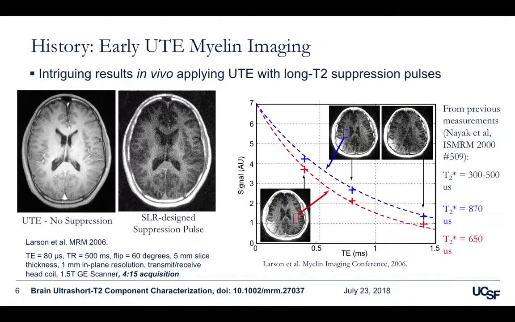I got into this field in graduate school, where I was working on long T2 suppression pulses to improve the contrast in UTE, and saw this similar signal where it did correlate with the white matter when looking at UTE with these long T2 suppression pulses, and there were sub-millisecond T2 star decay rates of this component as well. So this was my initial motivation to pursue this project, now over a decade ago.